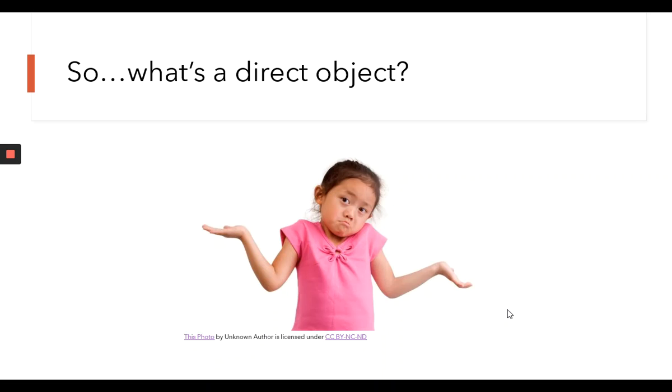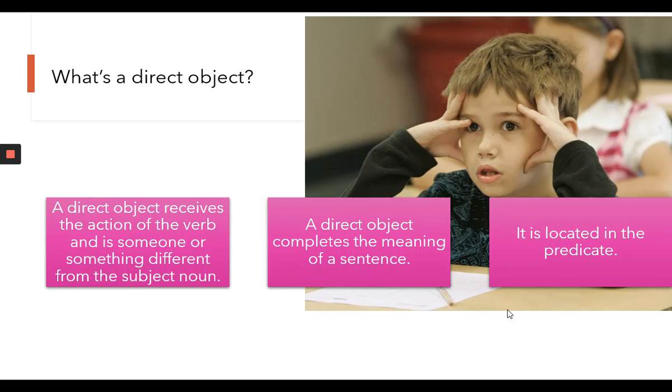A direct object, as we've talked about, is a noun or a pronoun. It completes the meaning of the sentence. A direct object receives the action of the verb and is someone or something different from the subject noun. A direct object completes the meaning of the sentence, and it's located in the predicate. So you'll always find the direct object after the verb. You'll always find it in the predicate along with all the other words that are modifying or explaining the verb.